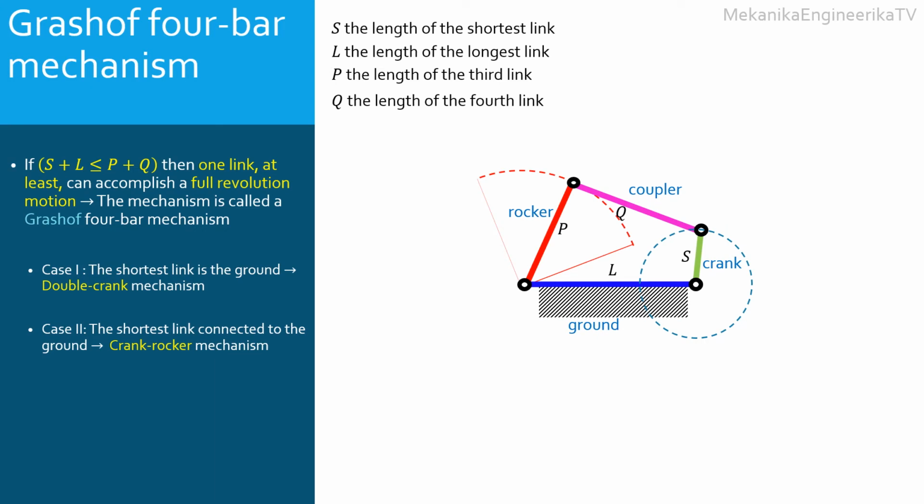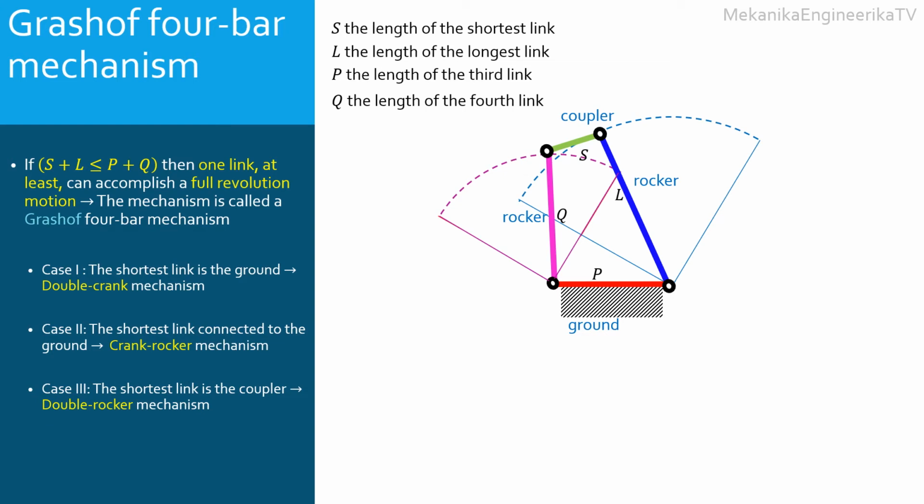In the second case, the shortest link is not the ground. However, it is directly connected to the ground using a pin kinematic pair. The shortest link is adjacent to the grounded link. In this case, the shortest link is a crank. The shortest link can accomplish a full 360-degree rotation. However, the other link connected to the ground, the red link here, can only go back and forth, it is a rocker. The linkage is called a crank rocker 4-bar mechanism.